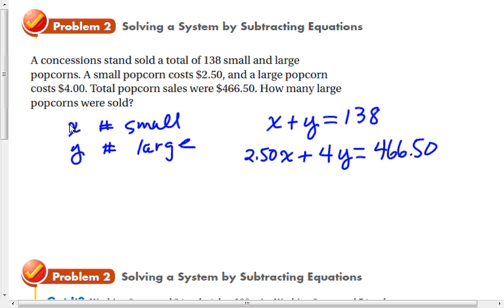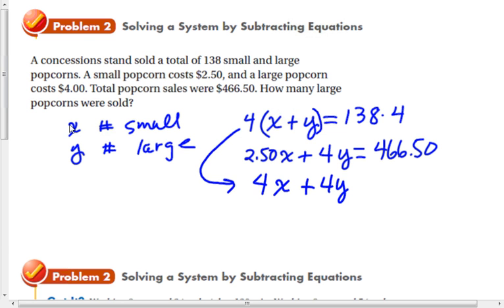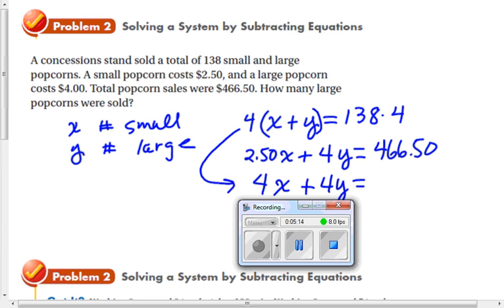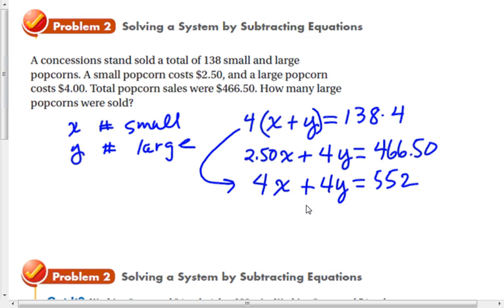Now, if I want to subtract to eliminate a variable, I need my coefficients to be exactly the same. And I can get that by using the multiplication property of equality here. If I multiply everything on the top by 4, now you could have multiplied everything on the bottom by 2.50 also. I have to multiply both sides by 4. I get a new equation that I'm going to write down here. I get 4x plus 4y, using the distributive property, equals 138 times 4, which is 552.